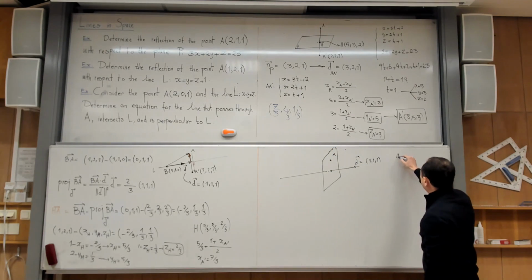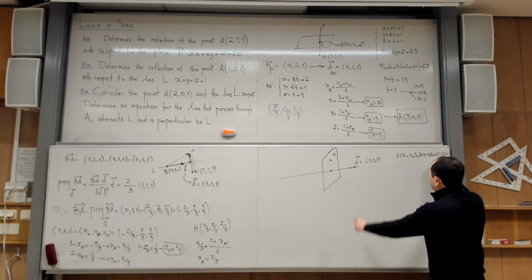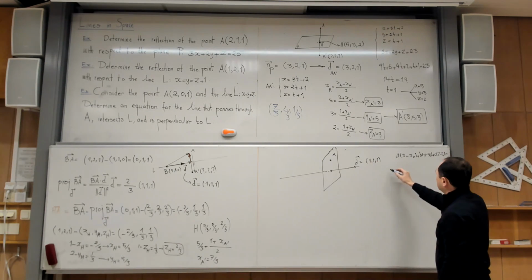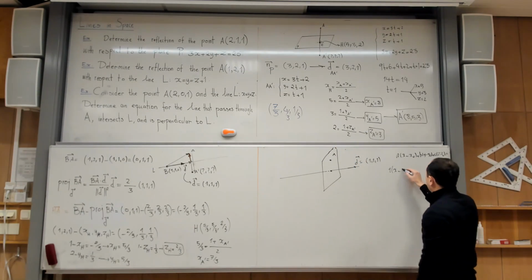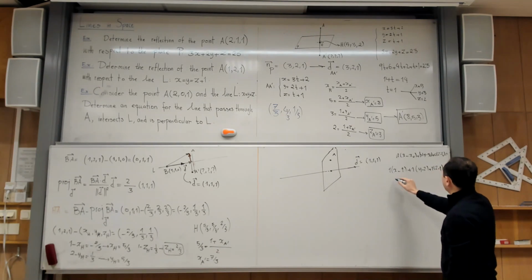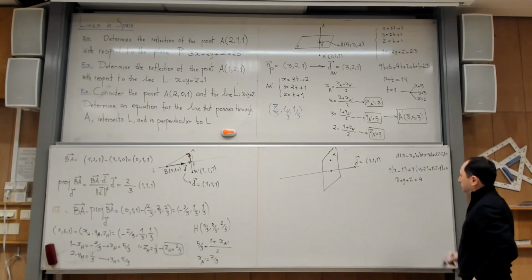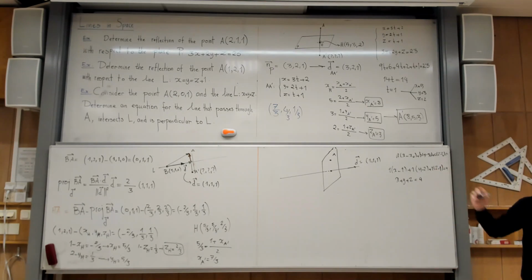You remember this is the standard formula for writing an equation of a plane, isn't it? So A, B, and C are 1, 1, and 1. X minus x-naught, the x coordinate of A is 1, plus 1 times y minus 2, plus 1 times z minus 1 is equal to 0. So it becomes x plus y plus z is equal to 4. This is the equation for my plane.